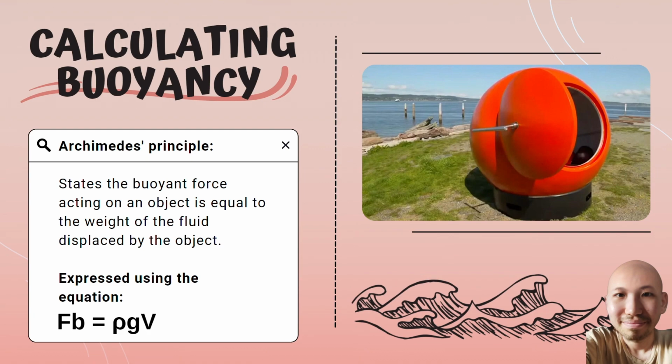Introducing Archimedes' principle, buoyancy can be calculated based on this theory. The concept states the buoyant force acting on the object is equal to the weight of the fluid displaced by the object. This principle can be expressed using the equation Fb = ρgV, where Fb is the buoyant force, ρ is the density of the fluid, g is acceleration due to gravity, and V is the volume of fluid displaced by the object.